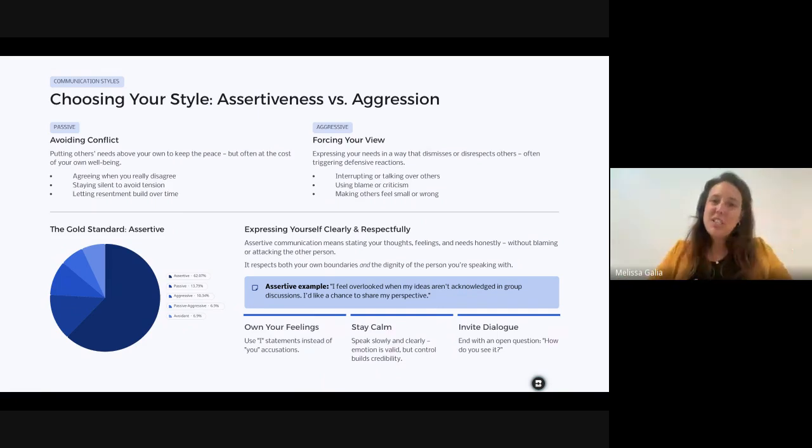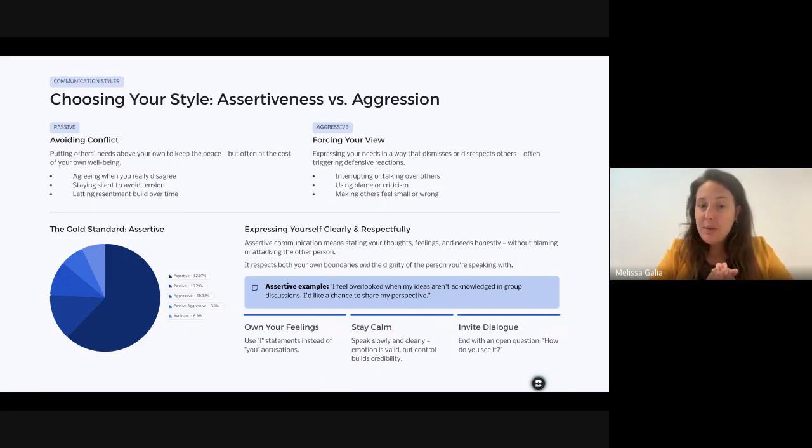So passive, you're just avoiding having this conversation. Aggressive is like, this is my idea, we need to follow it, that's it. It's the bossy, dictatorship way of communicating.